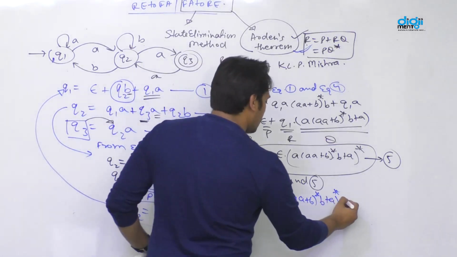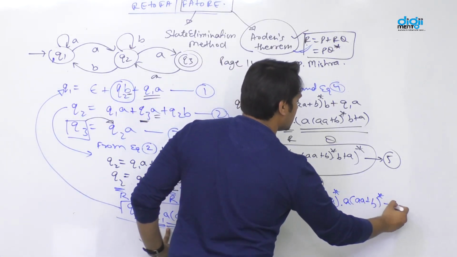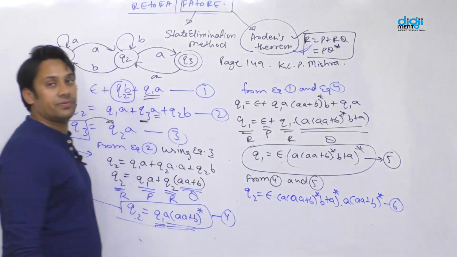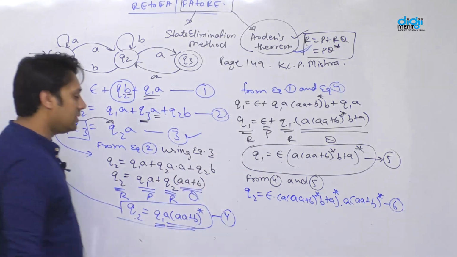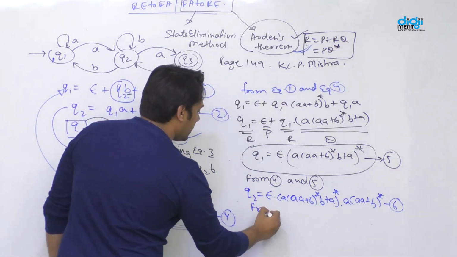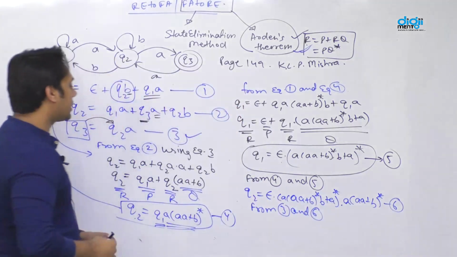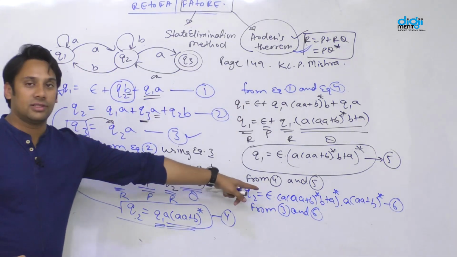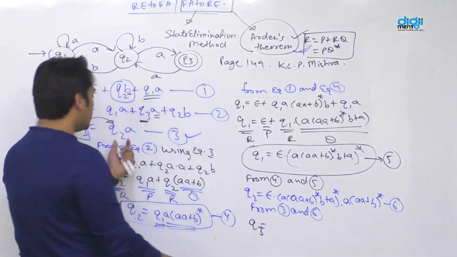So this is dot a and this is a plus b whole star. Let us suppose this is expression number 6. Now I can use this expression number 3 and this expression number 6. So from expression 3 and expression 6 you can get this value. Instead of q2 just insert this value. So you will get q3 is equal to insert the value of q2.